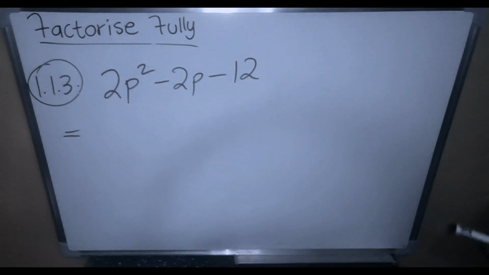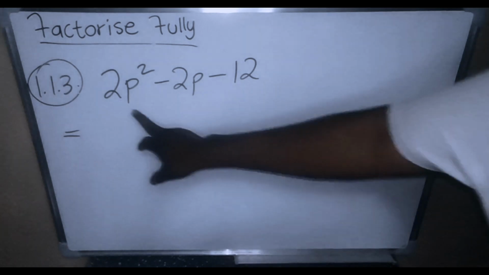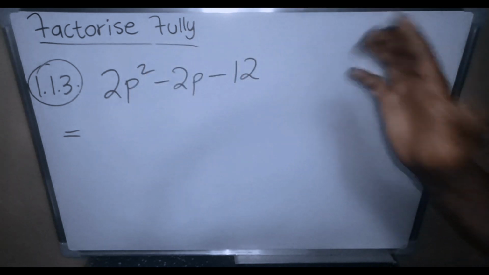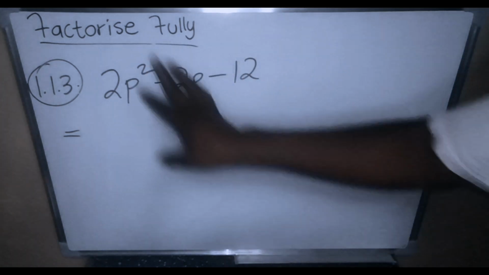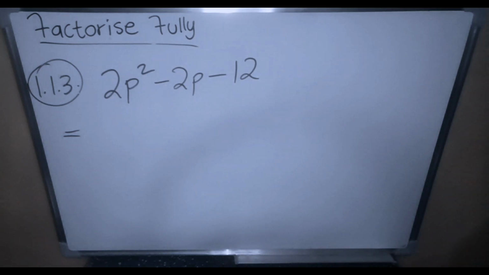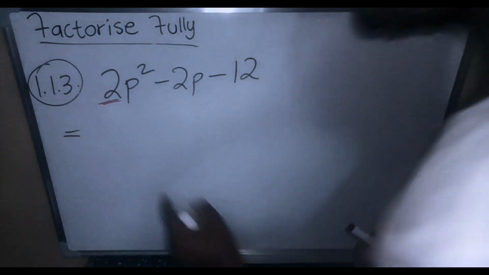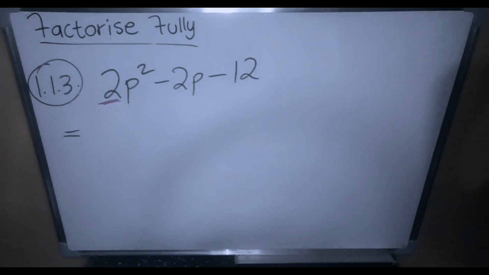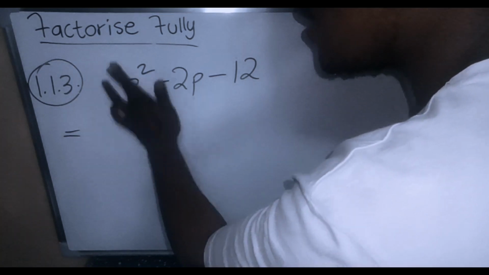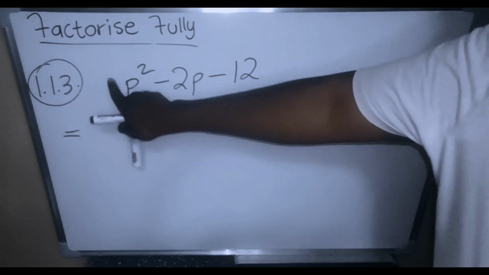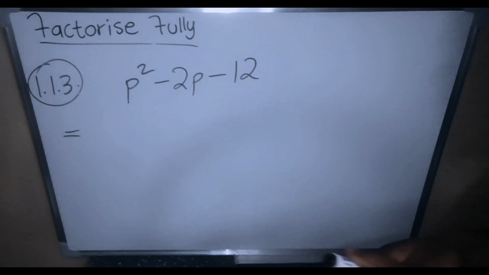for this quadratic trinomial, guys, first things first, you need to make sure that your p squared does not have any number besides 1 in front of it. In front of p squared, we've got 2. We need to make sure that we have only a positive invisible 1. You need to make sure that in front of p squared there's nothing, only a positive 1 that is invisible. In this case, we've got 2.